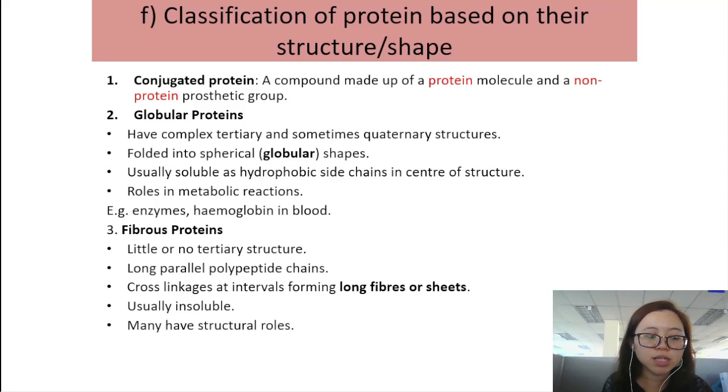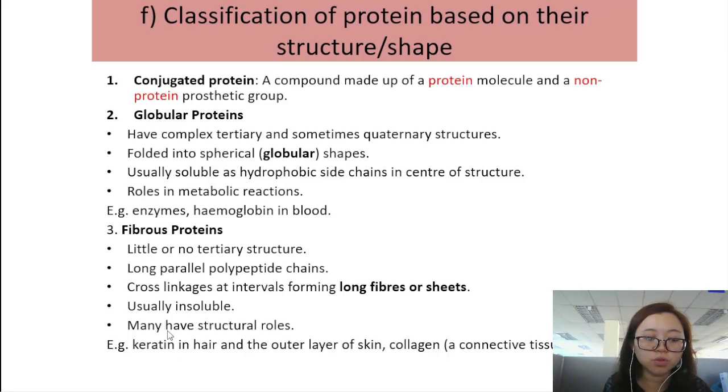So fibrous proteins have little or no tertiary structure. They're usually secondary. They have long parallel polypeptide chains. They have cross linkages at intervals forming long fibers or sheets, and they are usually insoluble. Many of them have structural roles. So examples of fibrous proteins are keratin in hair and the outer layer of your skin, collagen.